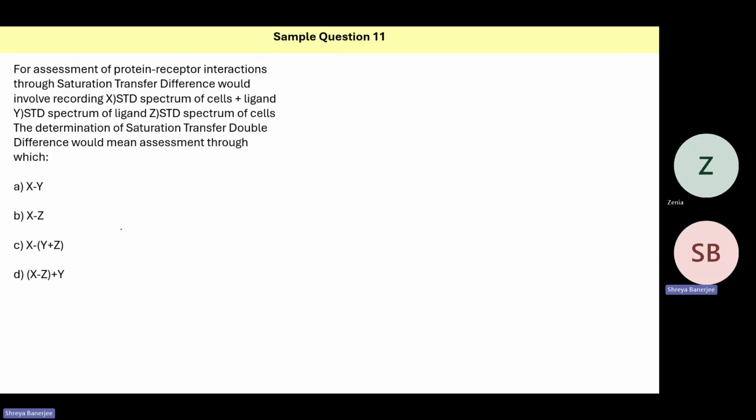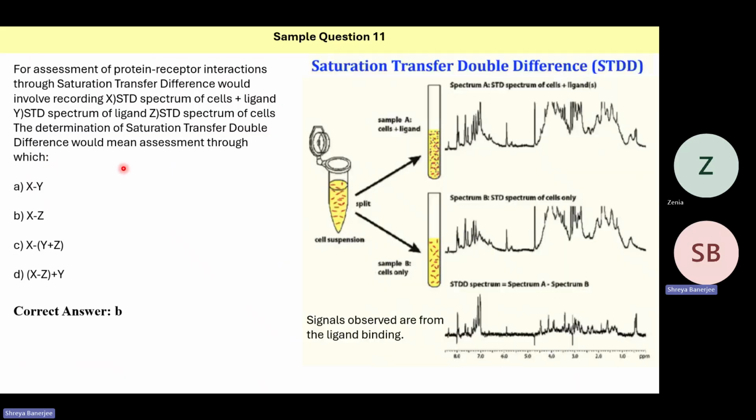The last question that we will discuss today is asking that for assessment of protein receptor interactions through saturation transfer difference, suppose we are recording the saturation transfer difference spectra of cell plus ligand, of ligand separately and that of cells. So what will saturation transfer double difference experiment give? So this is an experiment I am discussing now.